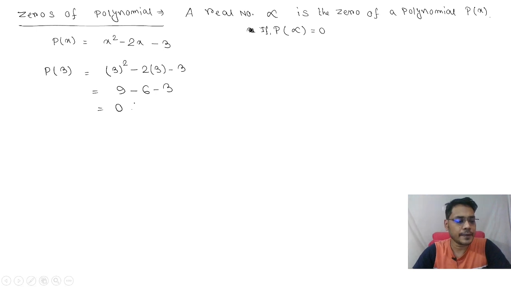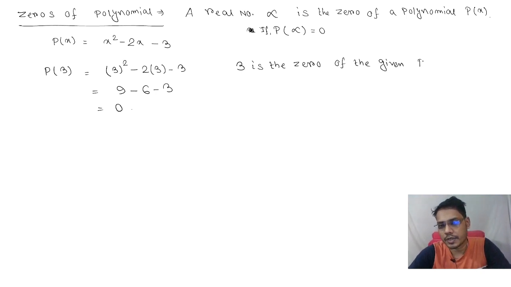That means we can say that 3 is the zero of the given polynomial. Because if you put the value of x as 3, the entire value becomes 0. That means this 3 is the zero of the given polynomial. That means alpha is equal to 3. So that means the root is equal to 3.